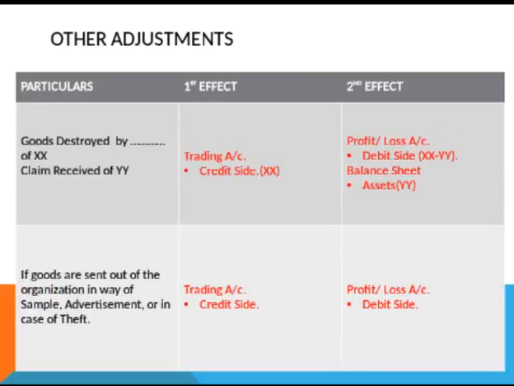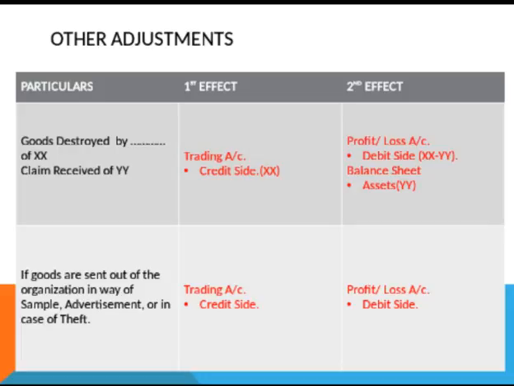Okay friends, now goods destroyed by fire, by any of the things like fire, theft, anything, of XX amount, and claim received of YY amount. Here the first effect will be trading account credit side by XX amount because the goods which have been destroyed are gone out, and credit what goes out. So here trading account we have to credit it. Whereas the second effect will be profit and loss account debit side, XX minus YY amount, that is your net loss will be debited to profit and loss account, whereas the claim, you have to write on the claim, so it will go in asset side, like claim receivable YY amount.